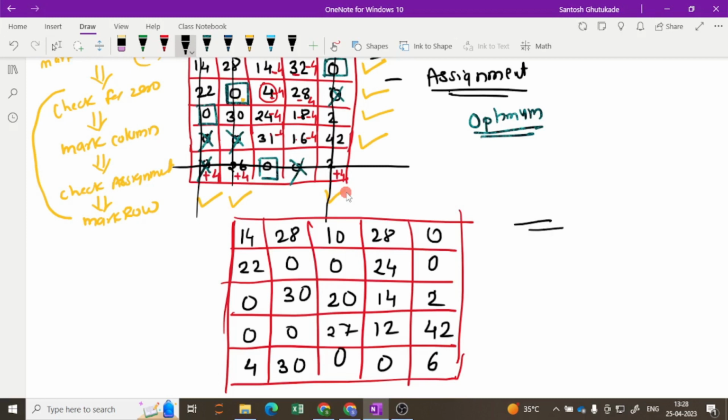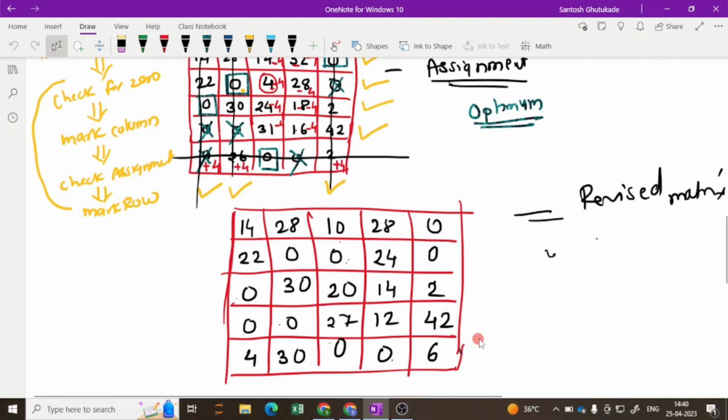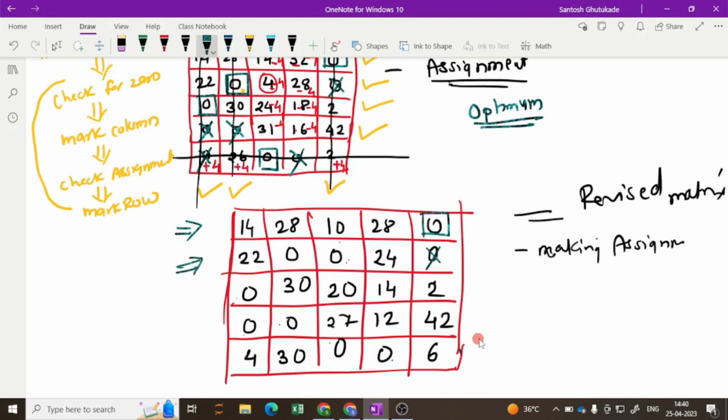Now we have done this second revised matrix. The next step is making the assignment, and I will do the assignment in this matrix only. In the first row, check for the 0. There is only one 0 here, so we will make the assignment here and cross all the zeros in that row and in that column. Then coming to the second row, there are 2 zeros, so we will skip them, because first we are giving the assignment to rows with only 1 zero.